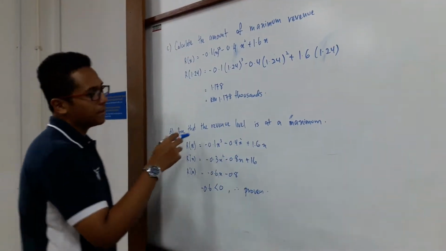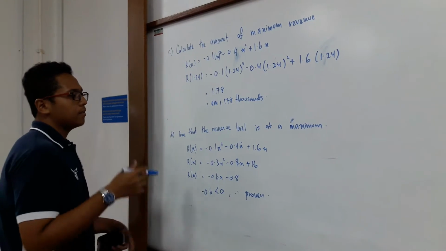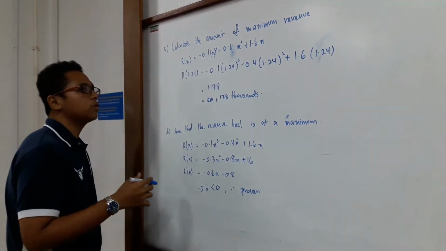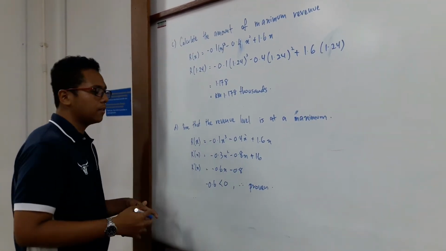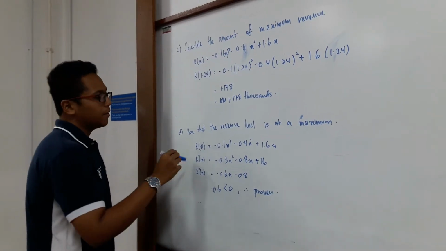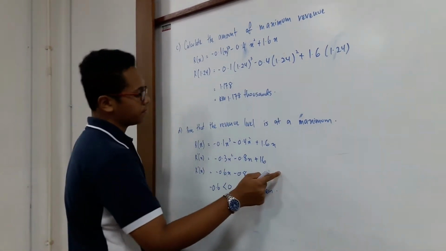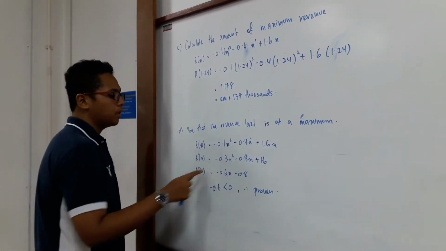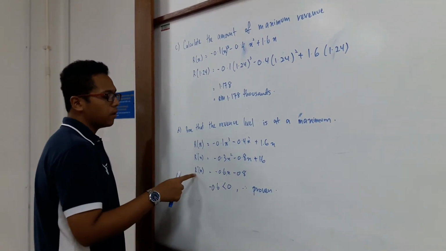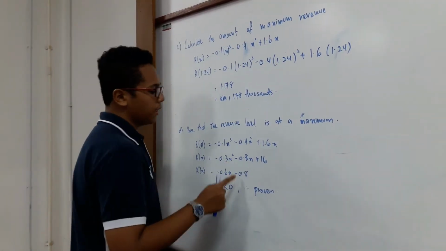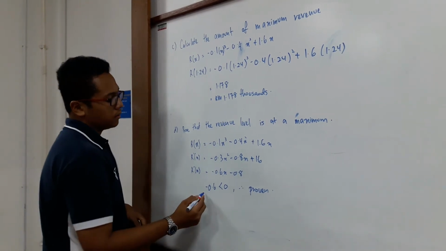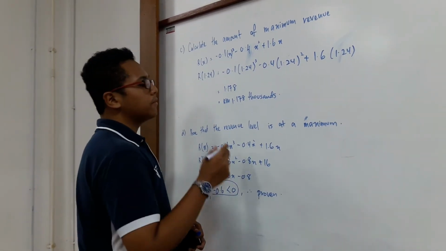Question D, prove that the revenue level is at the maximum. To show the revenue is at a maximum point, we need to derive the revenue function a second time. First, we derive for the first time and we get this function. Then we derive again from this function and we get this. The second derivative of the revenue function is negative 0.6x minus 0.8. Since the value is negative, less than 0, it is proven that the revenue level is at the maximum point.